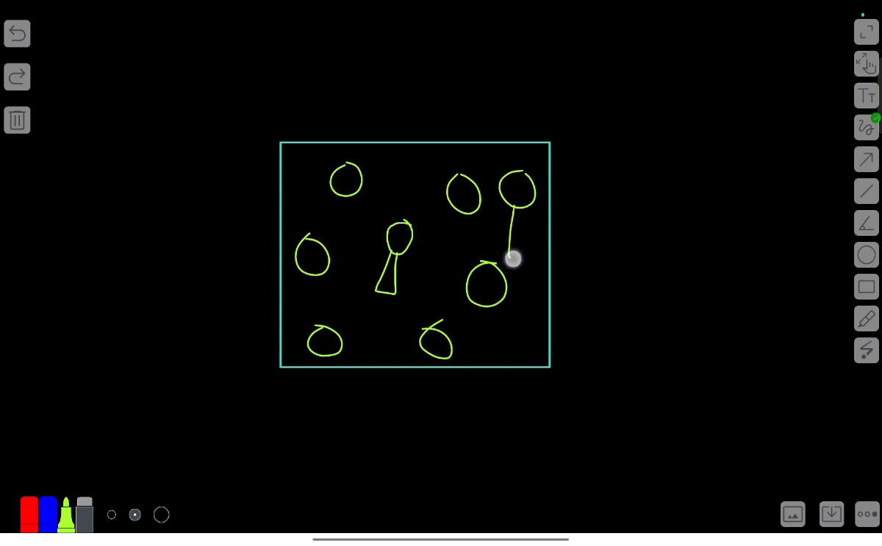So yeah, let me draw some over here. I can clearly see that there are 2 pollen grains which are germinated, and 1, 2, 3, 4, 5, 6, 7, 8. Total, there are 8 pollen grains.